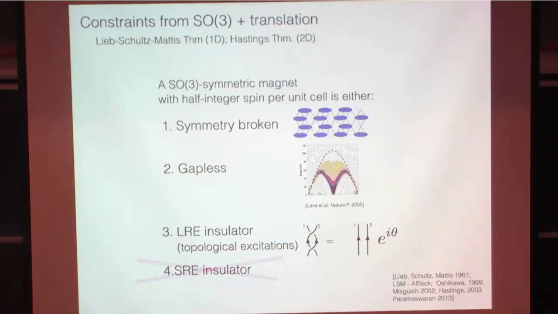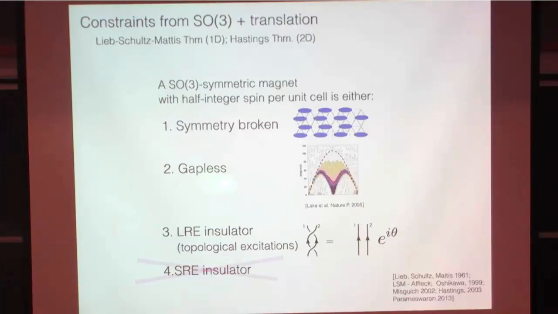That restoring translation invariance forced the system to be long-range entangled is actually a famous result due first to Lieb-Schultz-Mattis and then in 2 dimensions to Matt Hastings. The statement, or at least how I'll state it here, is the following. If you have a spin system which is SO3 symmetric and translation symmetric, and if there's half-integer spin in each unit cell, then basically one of 3 things has to occur. One, it could be symmetry broken. There could just be spontaneous symmetry breaking.